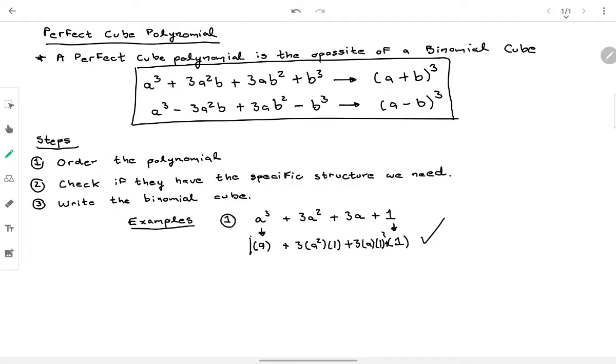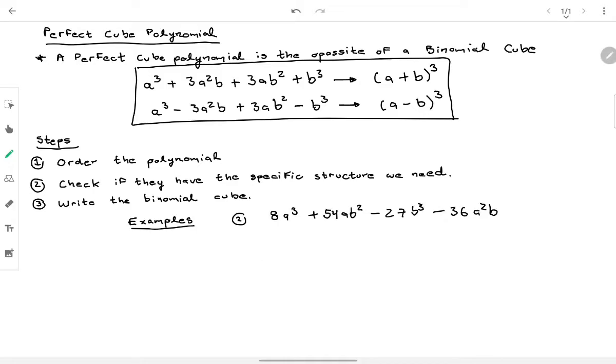Then my answer is going to be, in this case, a plus 1, because all of them are positive ones, cubed. And that will be the answer for this specific exercise. A plus 1, all of it cubed. So let's see, it's a very simple topic. We only need to have a specific structure, then change it to a binomial cube. So let's see another example.